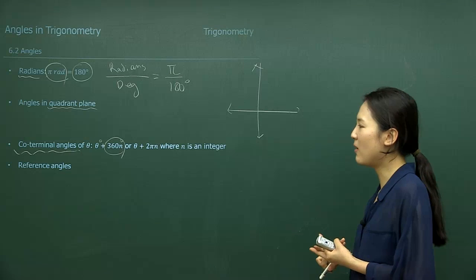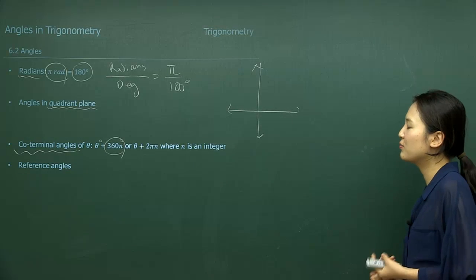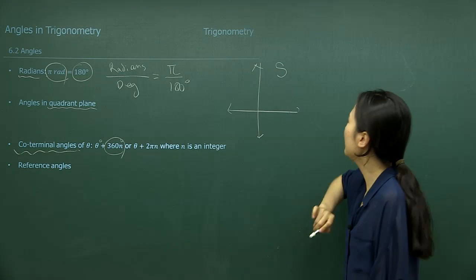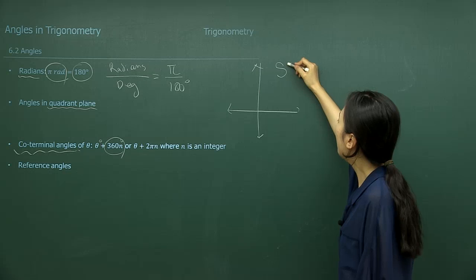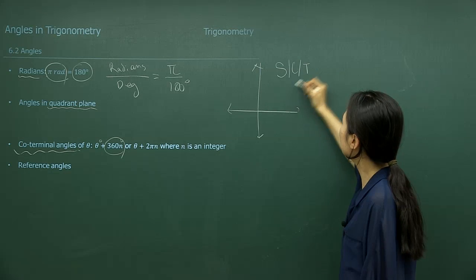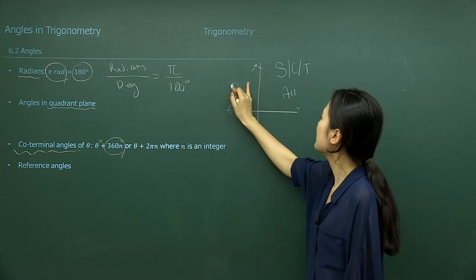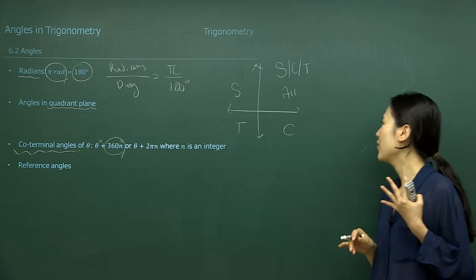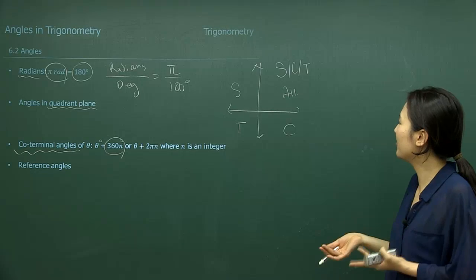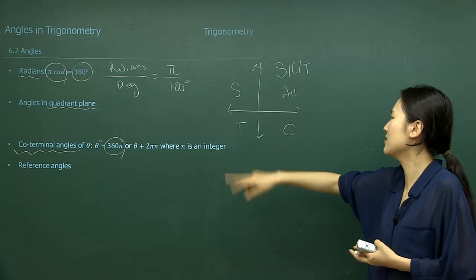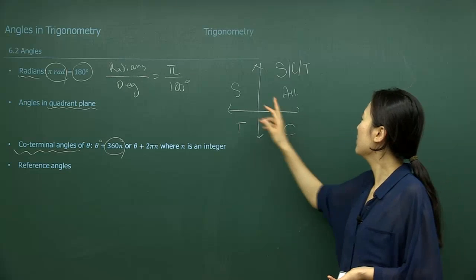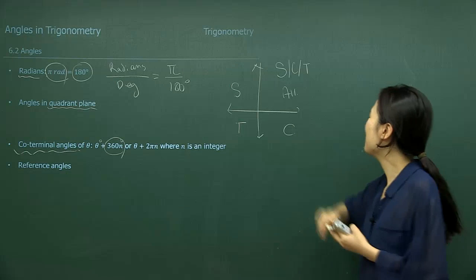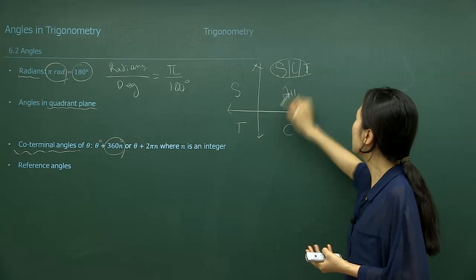And before we talk about reference angles, I need you to remember something. I'm pretty sure most of you have already seen this. All, sine, tangent, cosine. Everybody makes up a different phrase for this sentence: All students take calculus, or all students towards college. Anyways, what is the meaning of this?